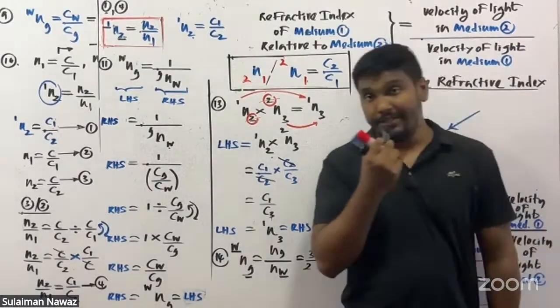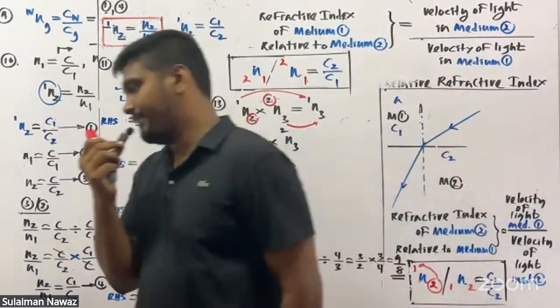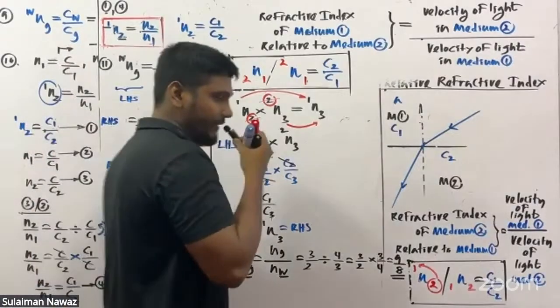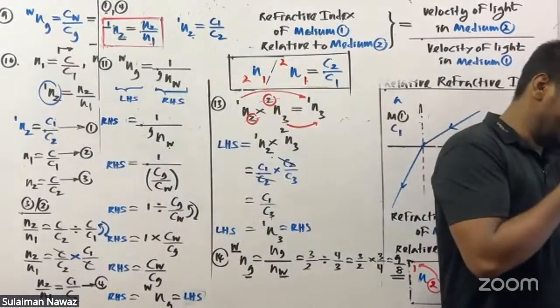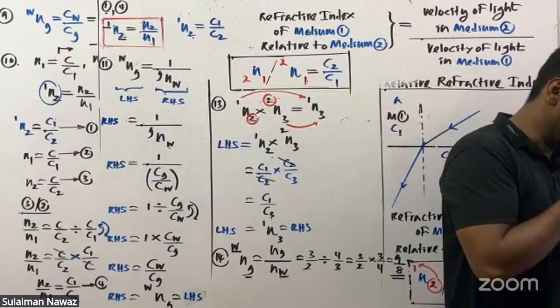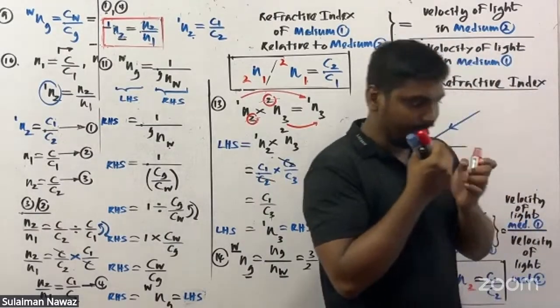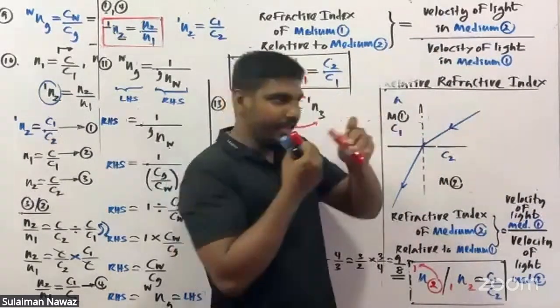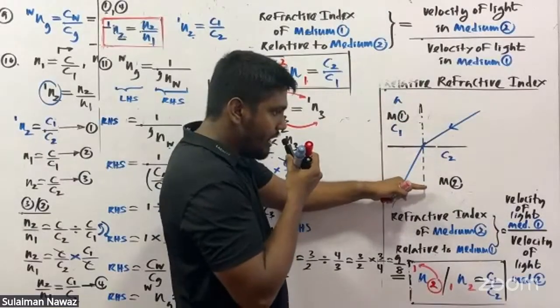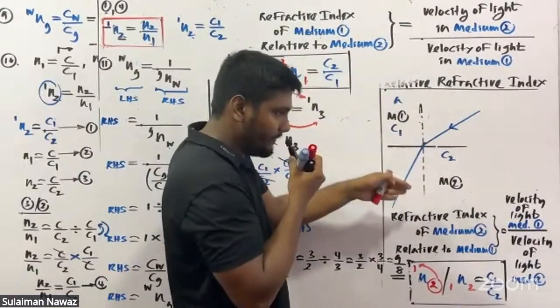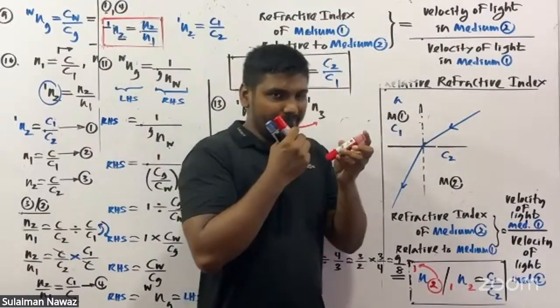Should be in the same plane. That's not a difficult story. Look here. They are telling that the incident ray, the normal, and the refracted ray must be in the same plane. Same plane. Right? I don't want to explain.